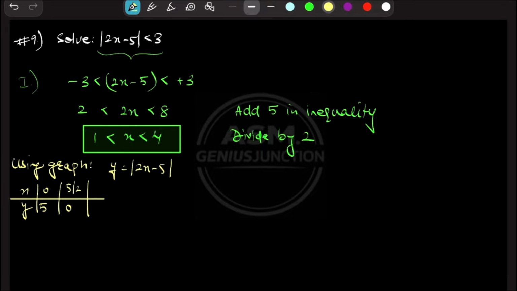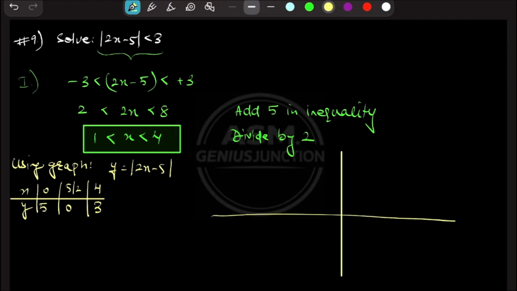Now there can be any other point. So I can put x equals 4. When I put x equals 4, that becomes 2 times 4 is 8, and 8 minus 5 is 3. I can easily plot these values on the graph.